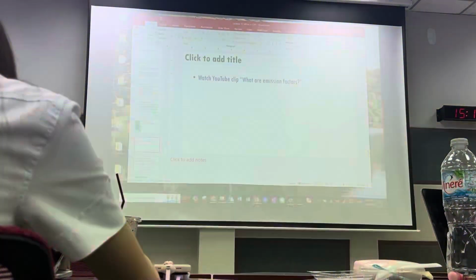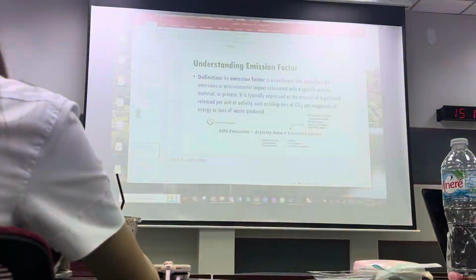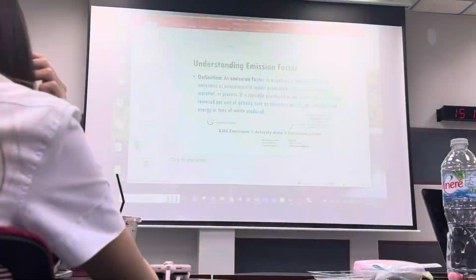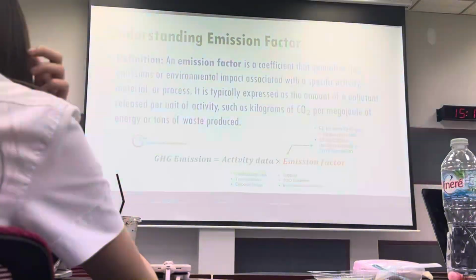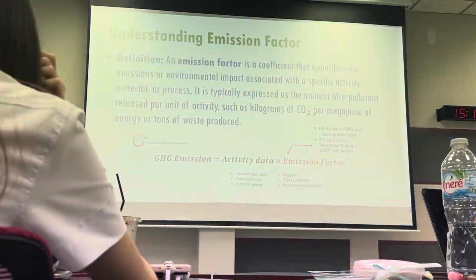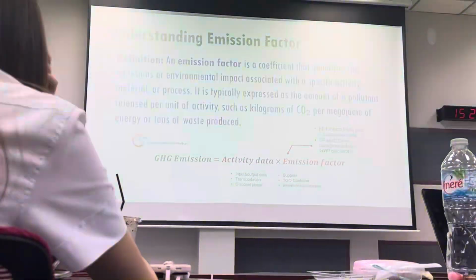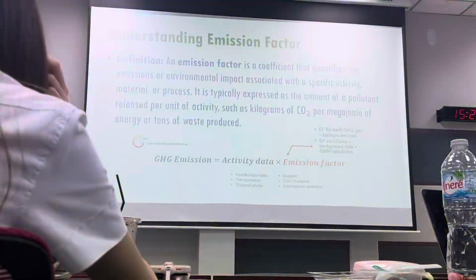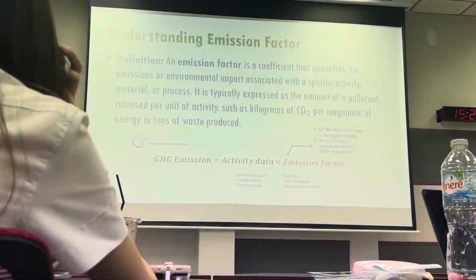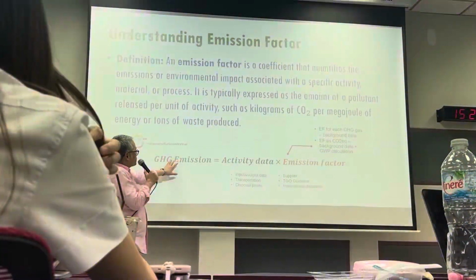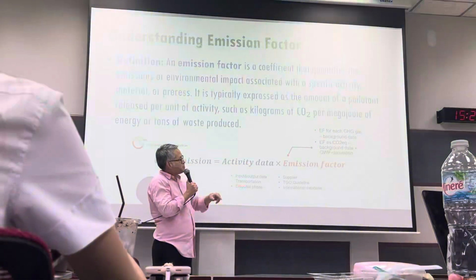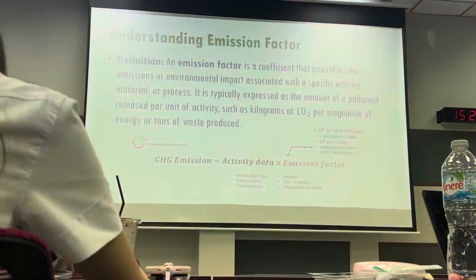Okay, so emission factor, he already mentioned that, right? It's a coefficient that we quantify the emission associated with specific activity, materials, or process. And it's in terms of the amount of pollutant released per unit of activity, such as kilograms of CO2 per megajoules of energy or ton of waste produced. Okay? So to calculate the global greenhouse gas emission, we multiply the activity data with emission factor. Okay? Then we get the total emission.